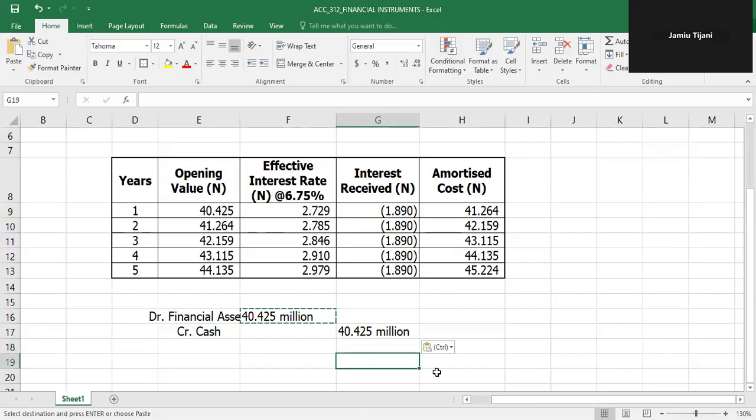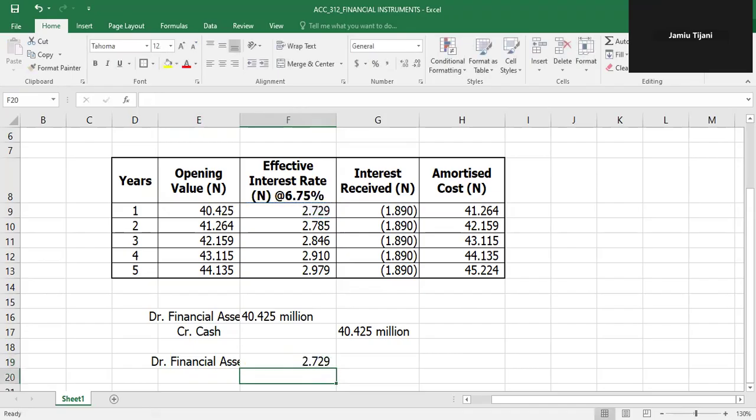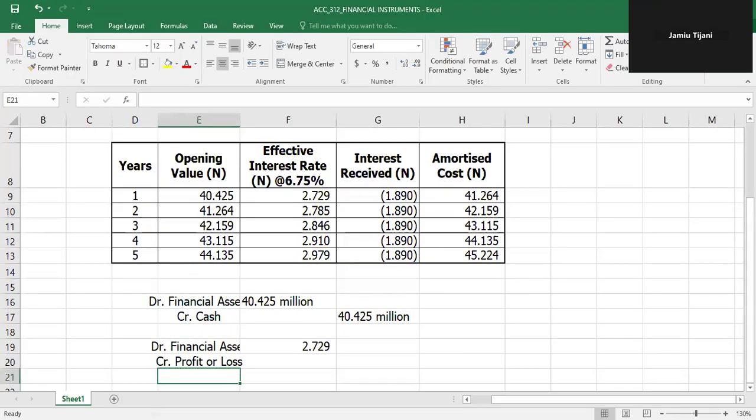And as you have the effective interest rate, what will happen to your financial asset is the value will go up by the amount of the effective interest. So further, we'll debit financial asset with the amount of the effective interest in year one, 2.74. And of course, the moment you do this, P or L, profit or loss, will take the corresponding entry.